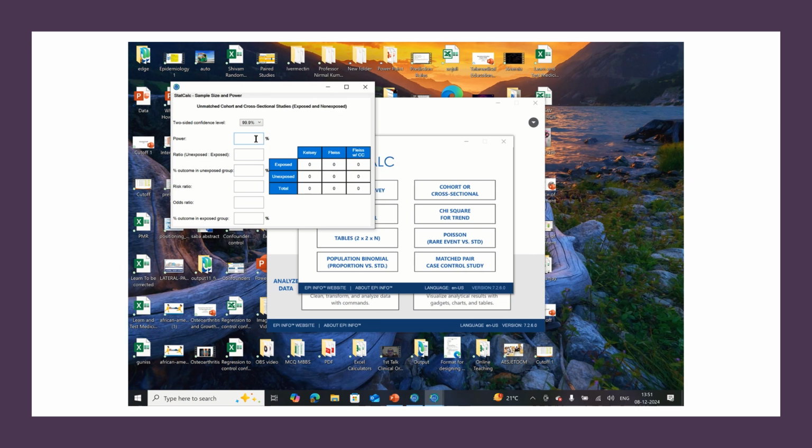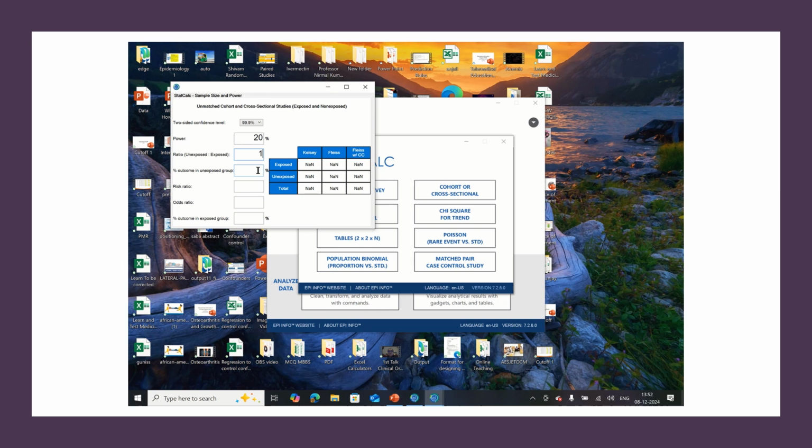Then we say that our chance that we have correctly diagnosed the difference is 20%. That is the power of the study. We want the sample size to be very powerful. We say that the ratio between the exposed and unexposed, that means one is for treatment A and one is for treatment B, that means the ratio between A and B is 1.